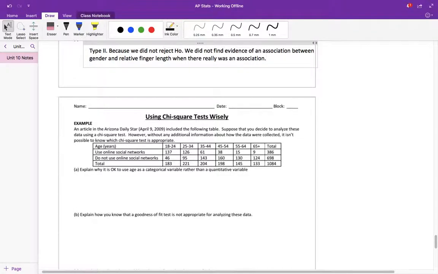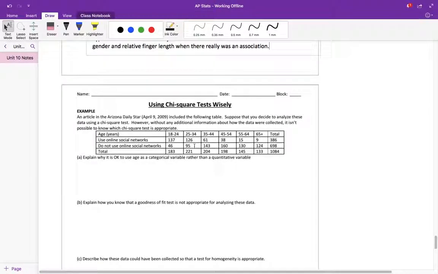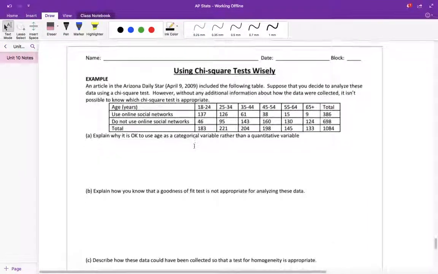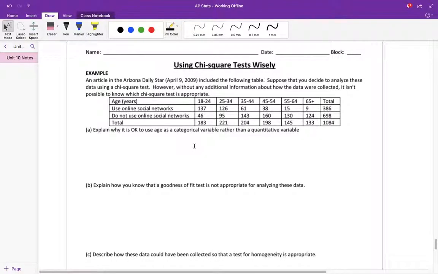So where we wrap things up in this unit is with this section called using chi-square tests wisely. This section focuses on identifying the appropriate method to use when you're trying to decide between do I do a goodness of fit test versus a test for homogeneity versus a test for independence. The example we're going to look at comes from an article in the Arizona Daily Star from April 9, 2009, which had the following table in it.